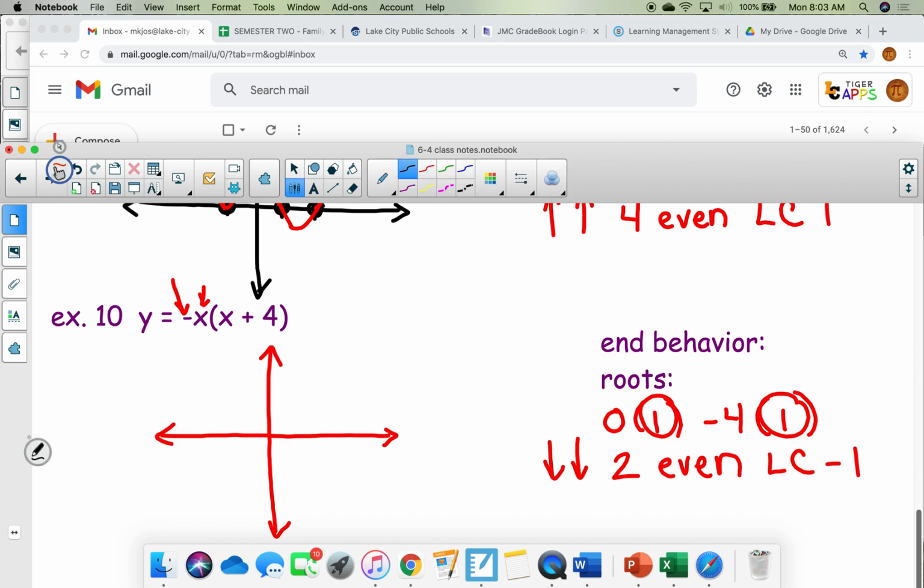I'm going to put a dot at 0. That's one of my roots. And -4 is my other negative root, -4. I know it needs to start down and end down, but what does it do in between? Well, they're both odds. 1 and 1 are both odds. You're going to go through the dot, and you're going to go through the dot. Final answer. It all kind of goes together, how it starts and ends.